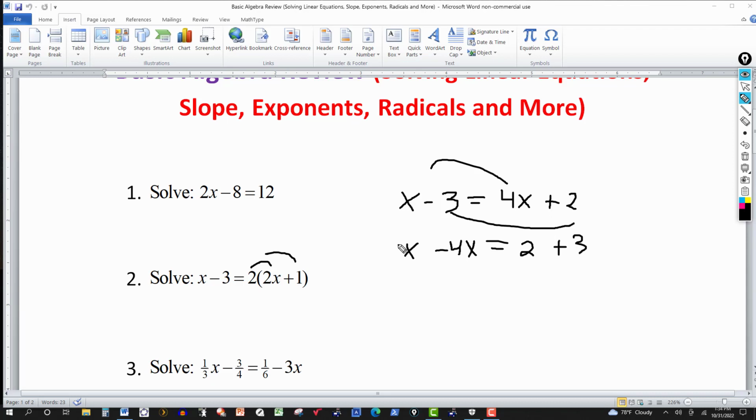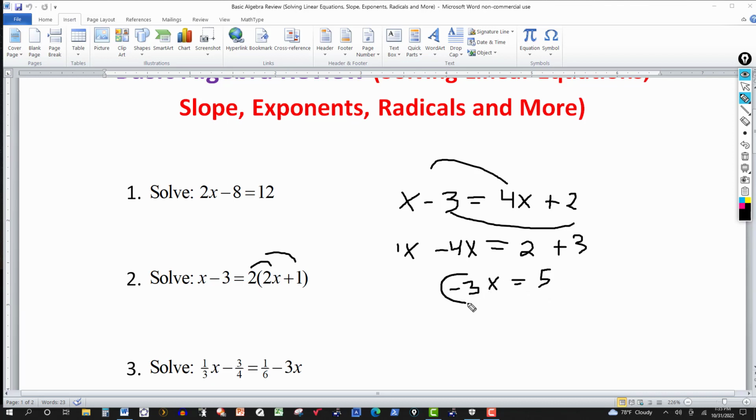So now, remember this is a 1 here. X, the terms are alike. I can combine. What do I do if the terms are alike? Add the coefficients or subtract. In this case, 1 subtract 4 is negative 3. And that's an x. 2 and 3 is 5. So I got minus 3x is equal to 5.